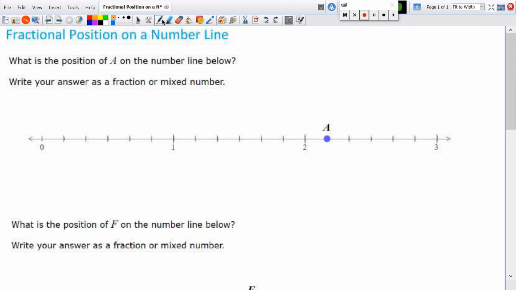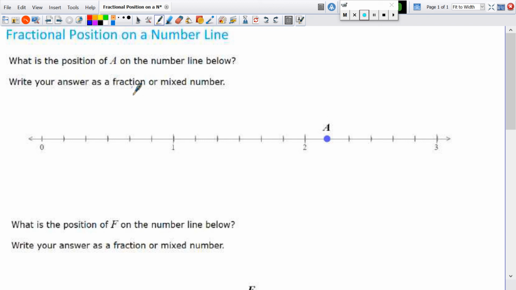Fractional position on a number line? What is the position of A on the number line below? Write your answer as a fraction. That means an improper fraction or a mixed number. So I'll show you how to do both so that you know how to do both answers.